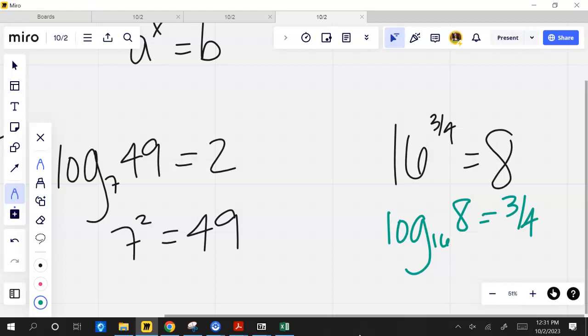Do y'all remember doing this in algebra 2 now? All right. Any questions on converting? I told you 10 minutes. That's all you have to do to convert.